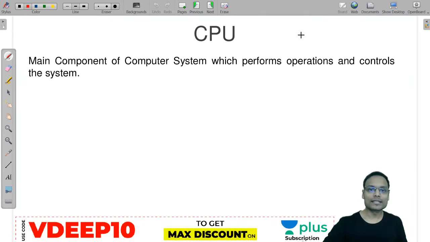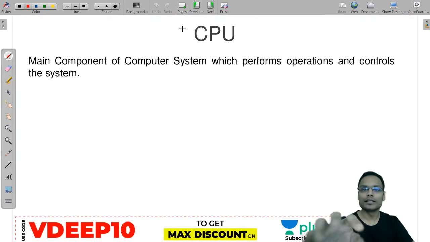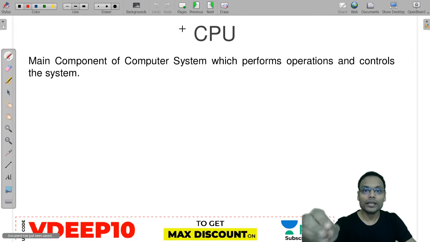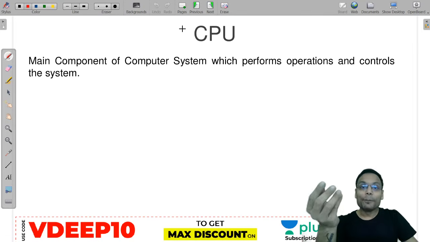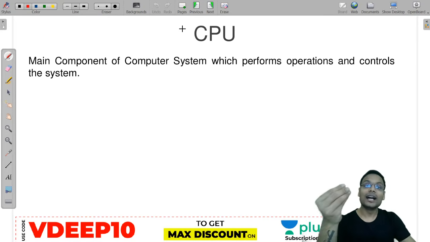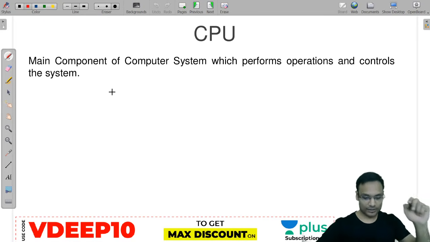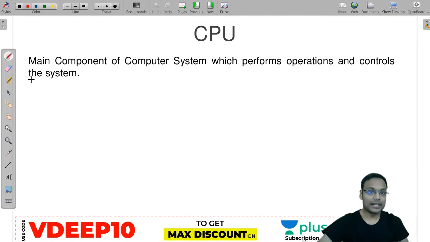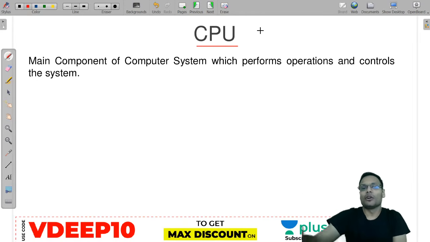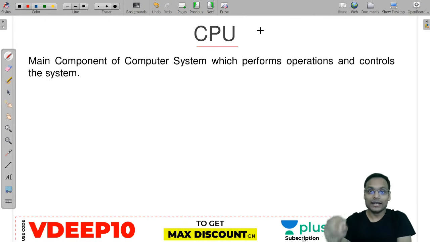Fine. So let's start the first topic of the day, which is CPU, the definition. If somebody asks you what is the CPU, don't say central processing unit. Arey, that is the full form, brother. You need to give the definition of central processing unit. What is the definition? Definition is this: main component of computer system which performs operation and controls the system, that is your CPU. You can call it like heart, brain, kidney, liver, everything of your computer system, right?